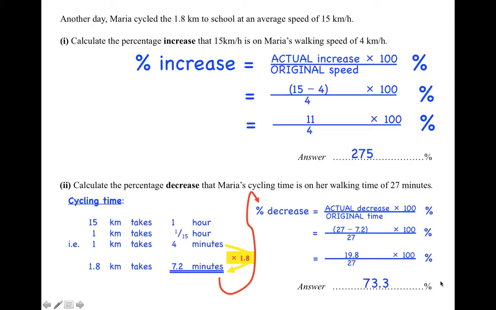So you work that out and it comes to 73.3% to 1 decimal place. Her cycling time is 73.3% less than her walking time.